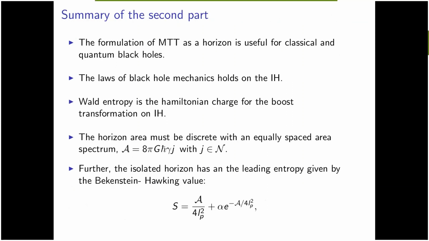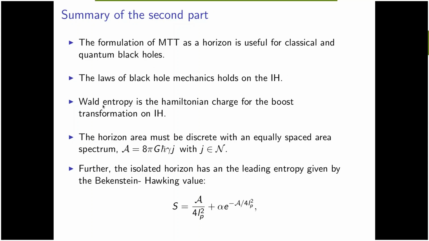So let me summarize this part. What we have found is that marginally trapped tubes are very useful as a description of a classical horizon, and for quantum black holes as well, because the laws of black hole mechanics hold on the isolated part of the marginally trapped tube.